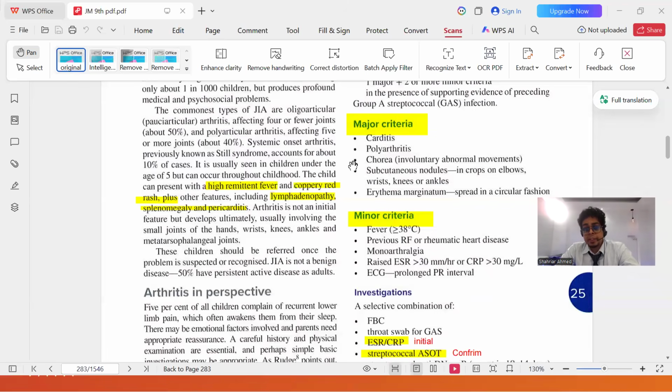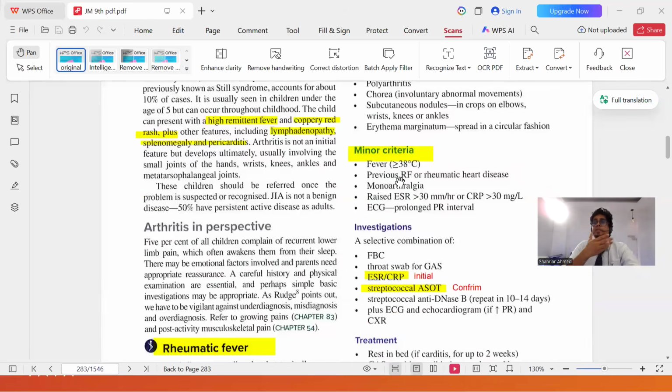Now, coming to the next one. These are major. This is minor. You can see after a sore throat, of course, there will be fever. Then there will be raised ESR, and a prolonged PR interval on ECG. Prolonged PR on ECG is another thing.